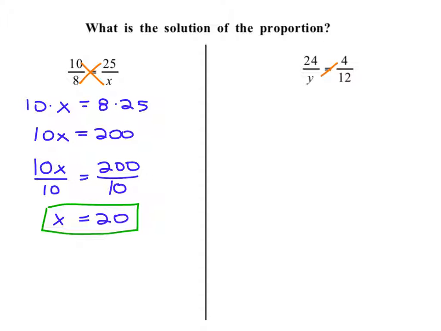Remember, this times this equals this times this. So what we've got is y times 4 equals 24 times 12. And that simplifies to 4y equals, and I know this to be 288 because I know that 12 times 12 is 144, and this is twice as big as 12. So we're going to get twice as large an answer as 12 times 12 or 144. So that's 288.